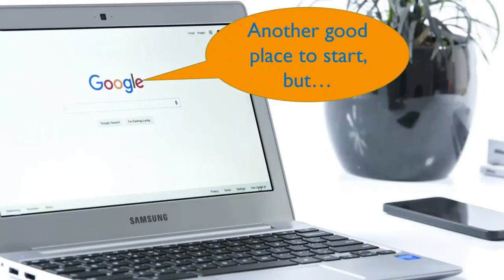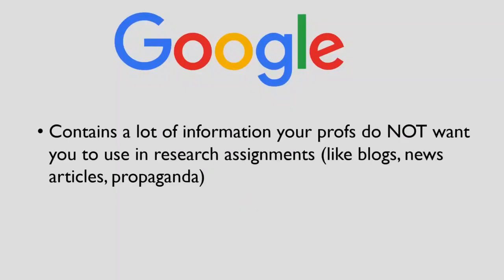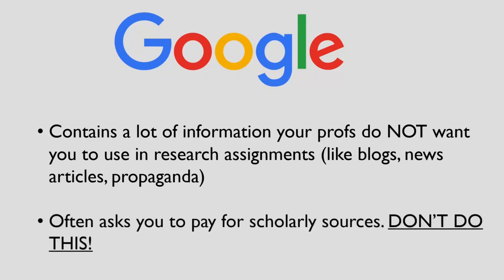Google is another good place to start, and we're all so familiar with doing a Google search, but Google has some drawbacks. It contains a lot of information that your professors may not want you to use in your research assignments. So information from blogs or from news articles or information that may even be propaganda. And in some cases, Google will ask you to pay for access to a scholarly paper or journal article, and you should never do this. We provide you enough free academic and scholarly sources through the library's website that you can use. You should never ever pay for a scholarly source available to you on Google.